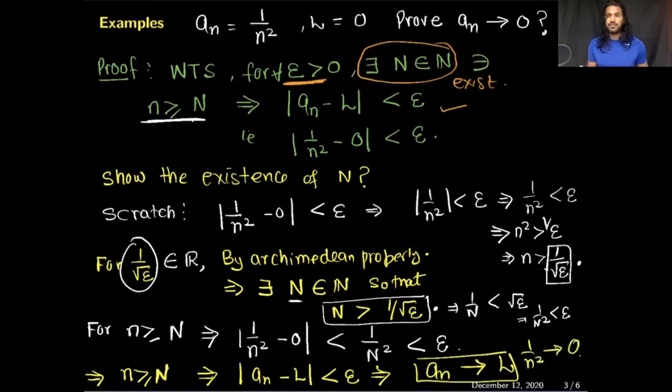So this completes the proof of this example: for any given epsilon, whenever I choose a positive epsilon, there always exists a natural number N, so that when n is bigger than N, this distance is less than epsilon. And here I very carefully calculate what that capital N will be by using the Archimedean property.